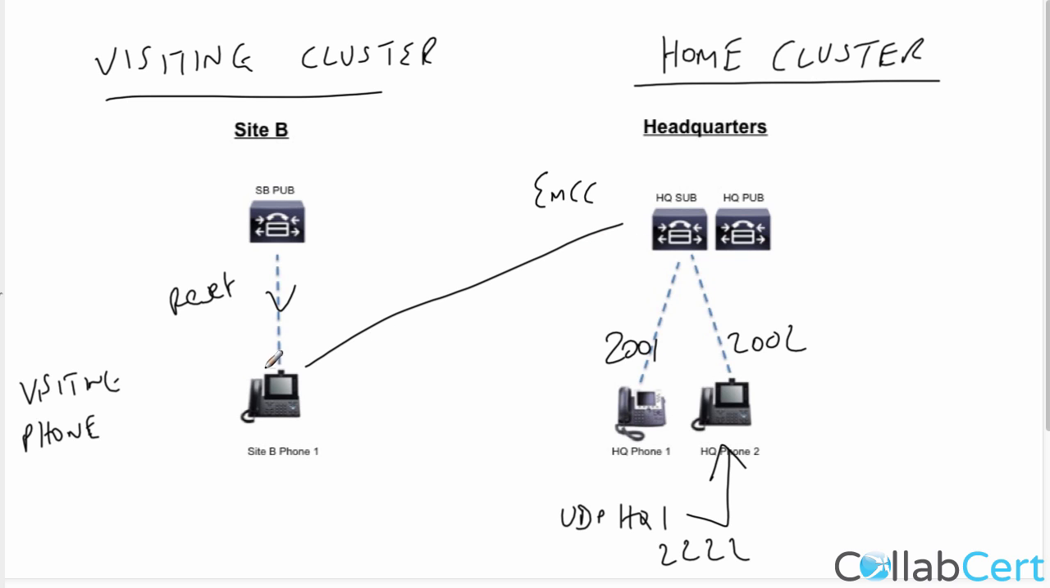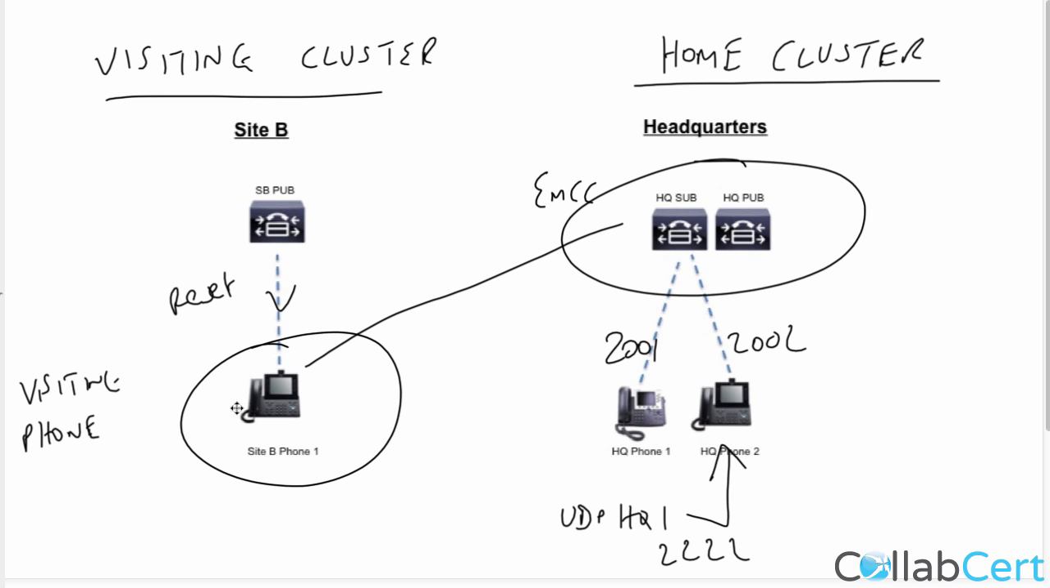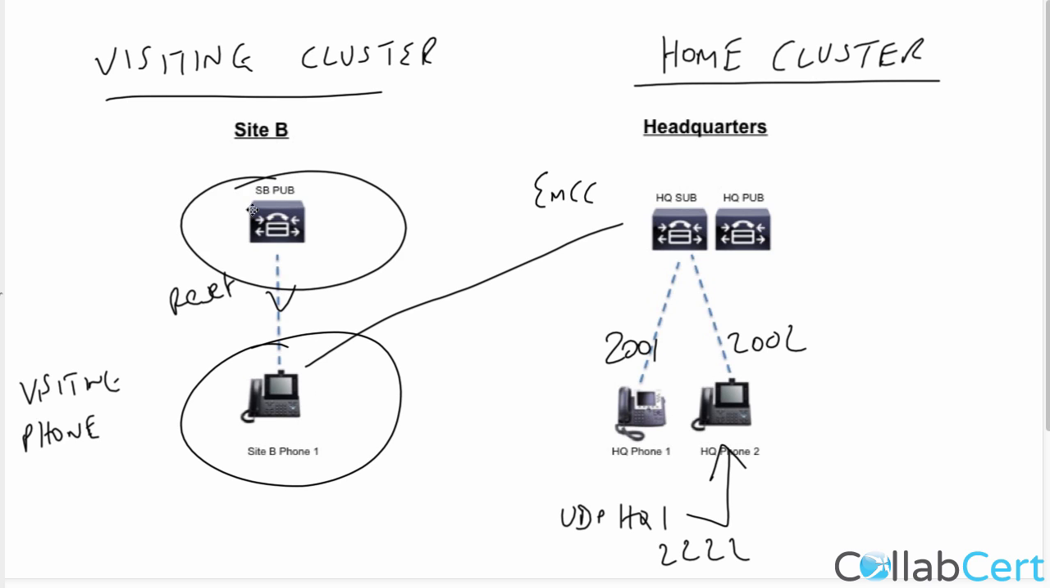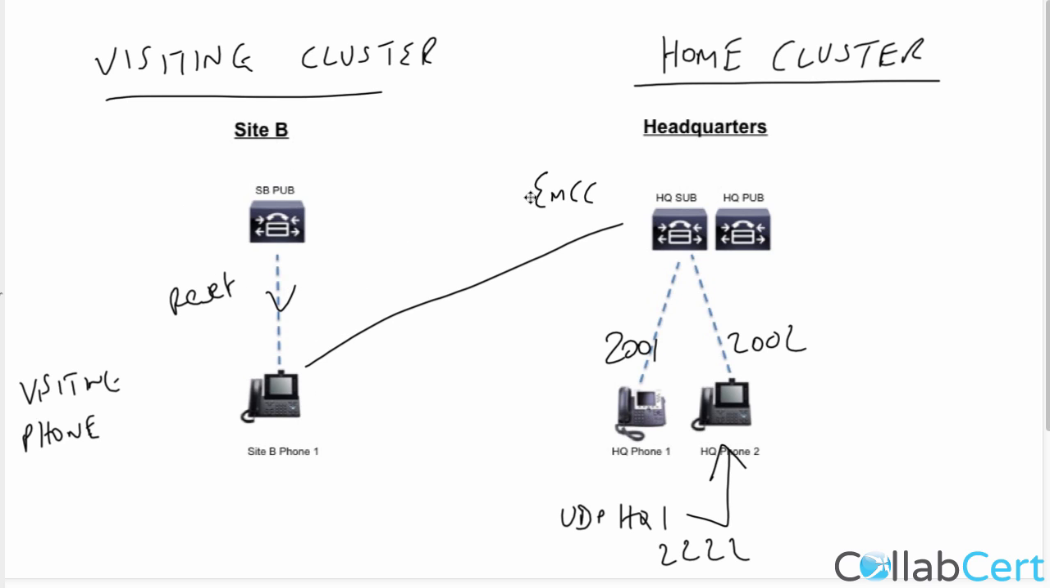Well, this phone here is not provisioned in that cluster, okay? That phone is registered to the Site B cluster, not in HQ. So we need a temporary placeholder device, which is the EMCC template device, or the EMCC devices that are used to house, if you like, these visiting phones that are registering. So this is the next step.